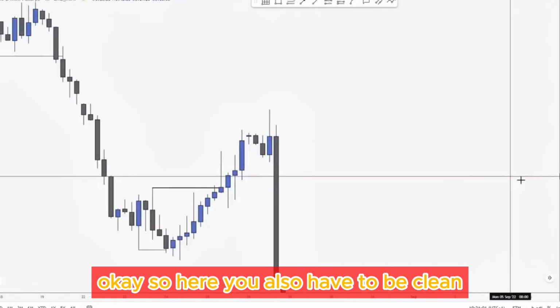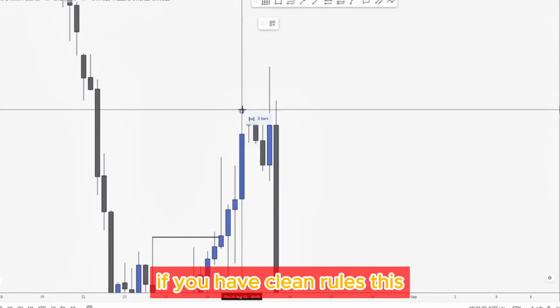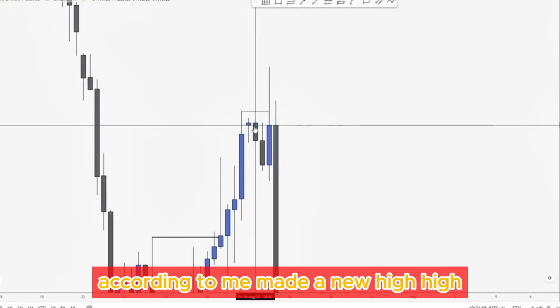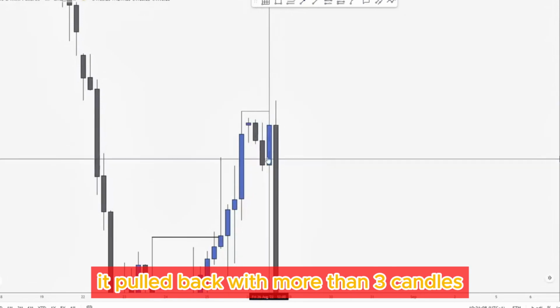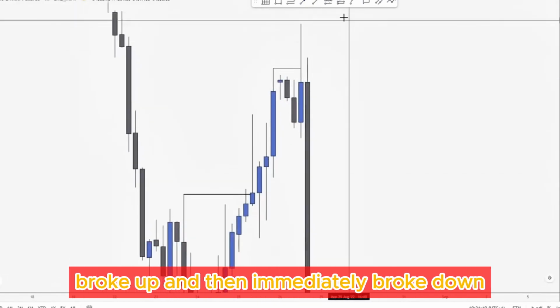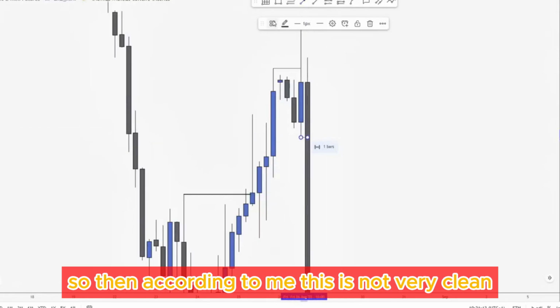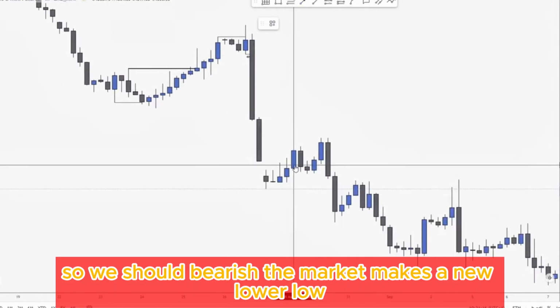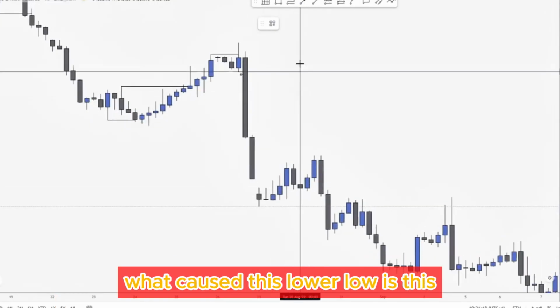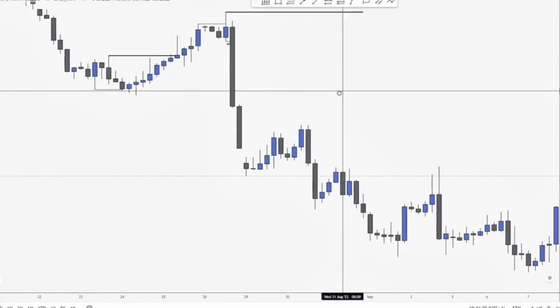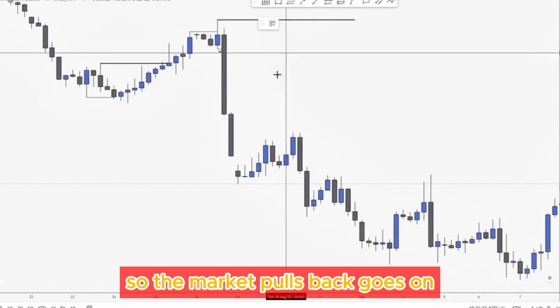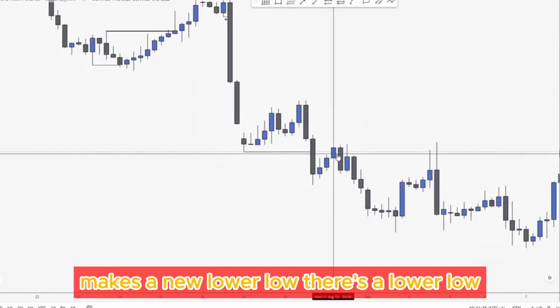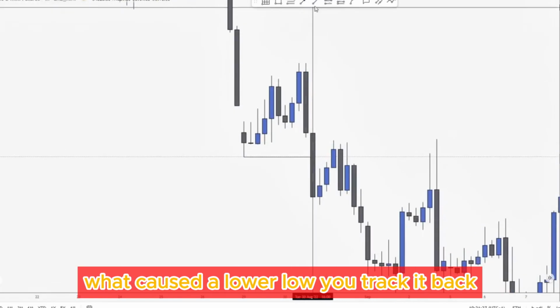So here you also have to be clear. If you have clean rules, this, according to me, made a new high. It pulled back with more than 3 candles, broke up, and then immediately broke down. So according to me, this is not very clean, but it's a quality break. So we shift bearish. The market makes a new lower low. What caused this lower low? It's this. The market pulls back, goes on, makes a new lower low. What caused the lower low? You track it back. It's this.